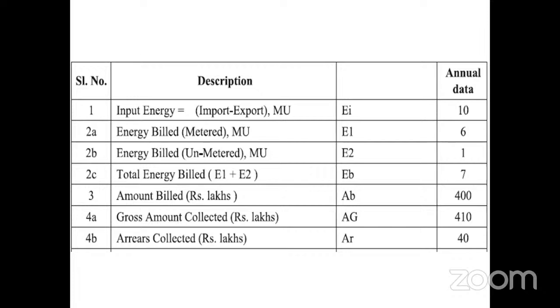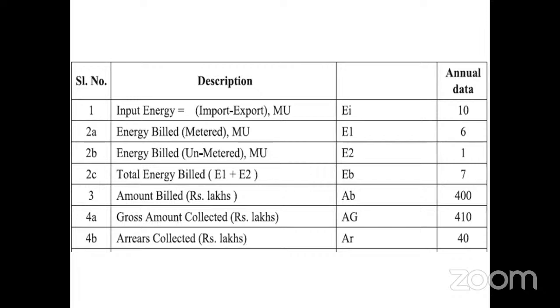Generation is different from consumption. Okay, sir. Total energy billed is equal to 7. Amount billed in lakhs. This is all the data they are giving, sir. 400 lakhs. Gross amount collected is 410 lakhs. Arrears collected rupees 40 lakhs.